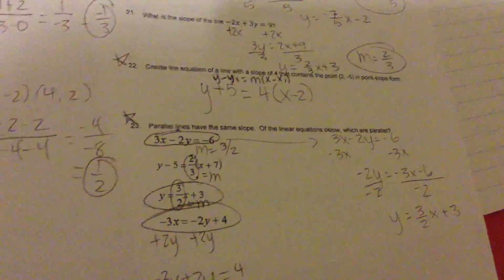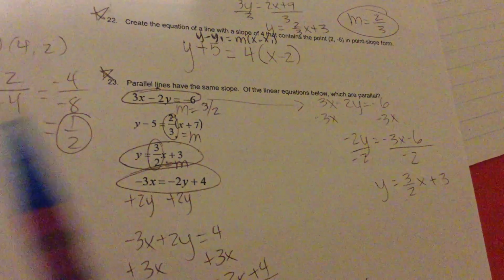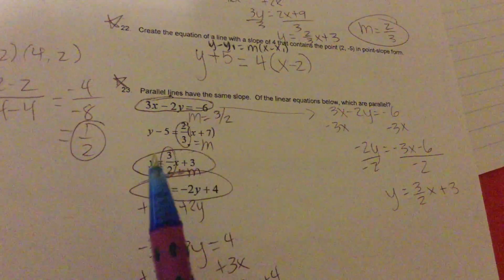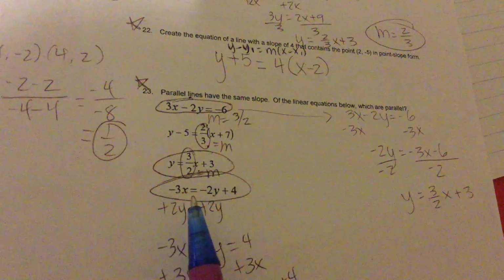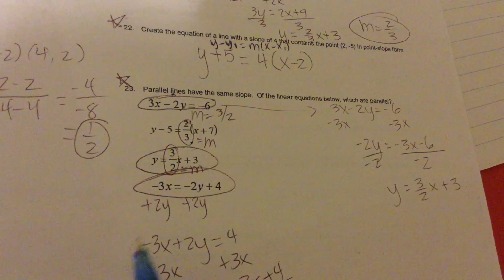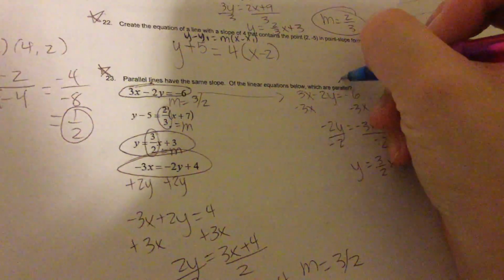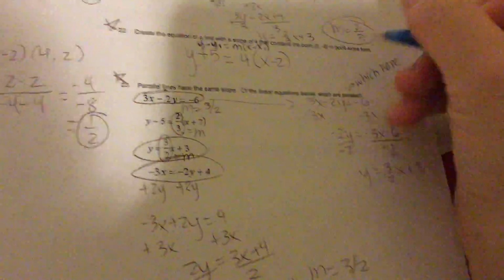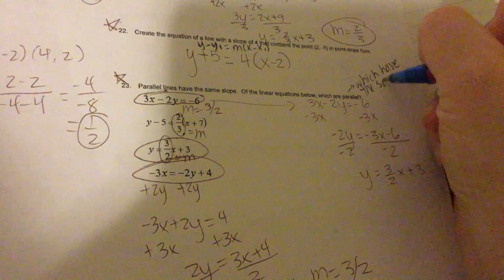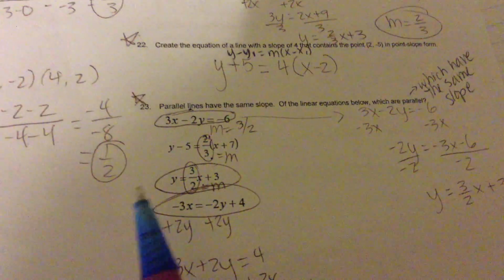Now number 23 states parallel lines have the same slope. Of the linear equations below, which are parallel? And so you have this equation, this one, and this one. If we're asked which are parallel, they're really saying which have the same slope. So what I need to do for each of these equations is find the slope.